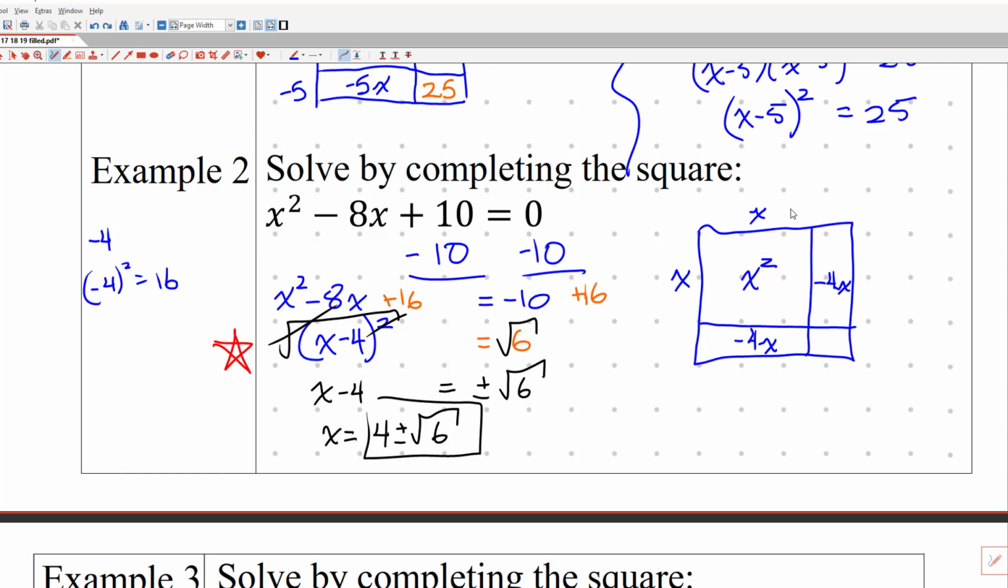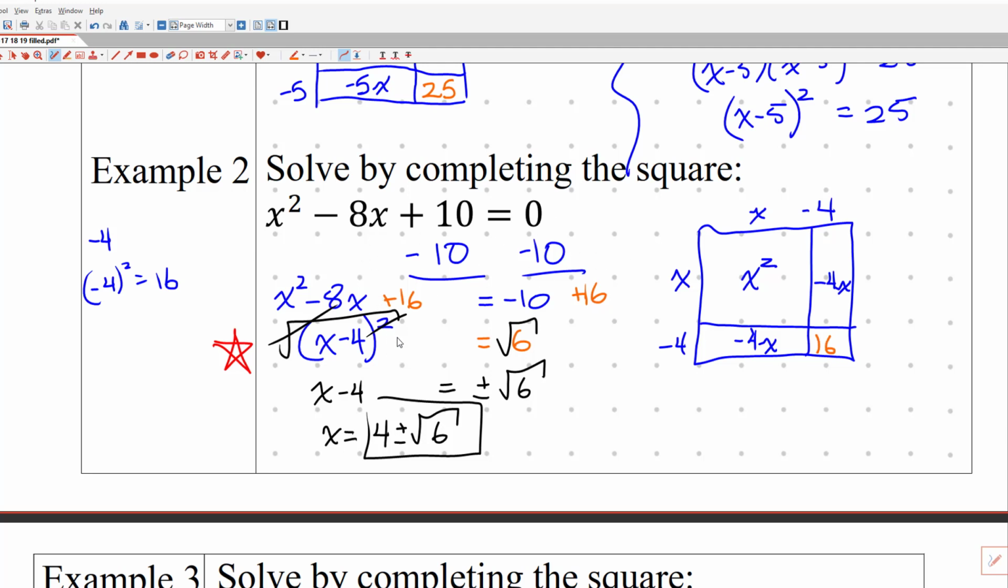And then from that, I know the side length here must be minus 4, because minus 4 times x is negative 4x. And similarly, this has to be minus 4 to make this length and this length the same length to make it a square. And then after I took half of the b term, negative 4, I'm going to square it, because what fills in the area here is negative 4 times negative 4. So the term that I'm adding to both sides is 16.